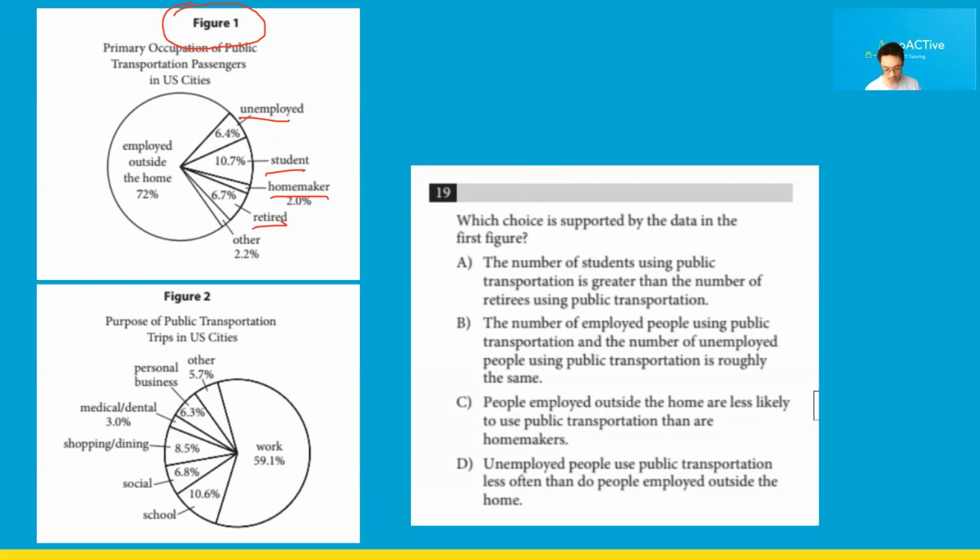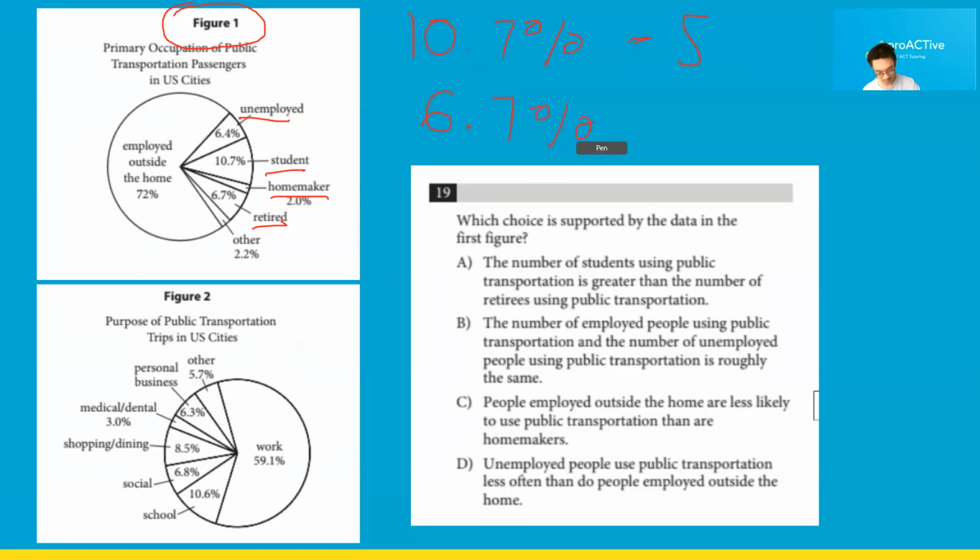The first statement says the number of students using public transportation is greater than the number of retirees using public transportation. Well, 10.7% of public transportation passengers in US cities are students. And the number of public transportation passengers that are retirees in US cities is 6.7%, right?